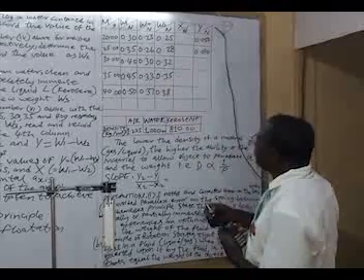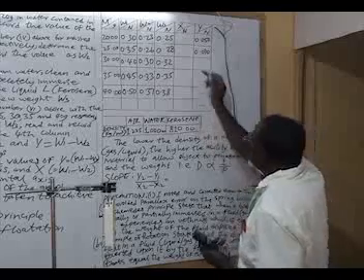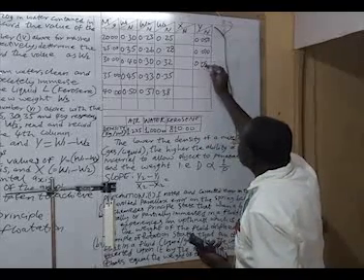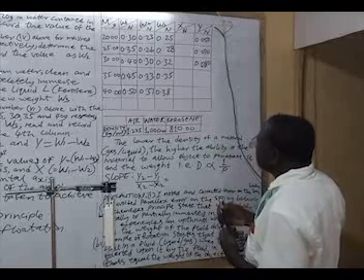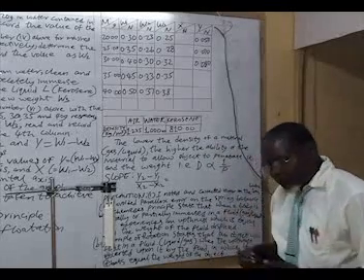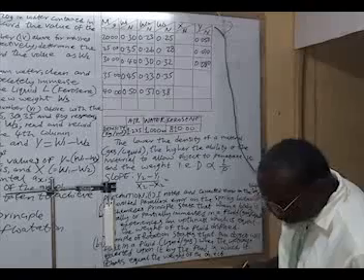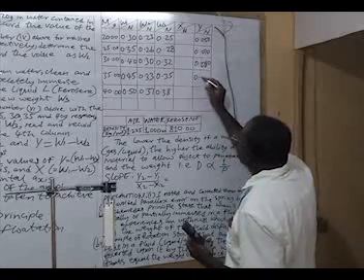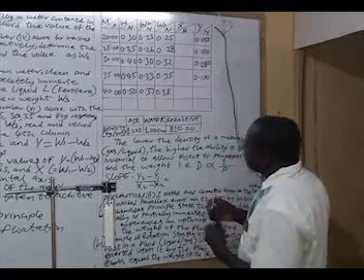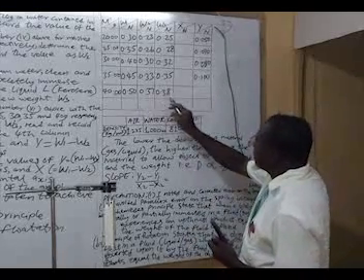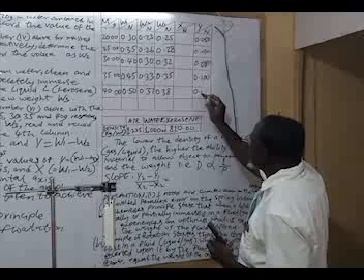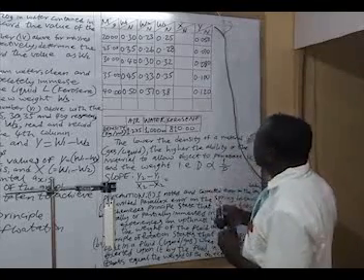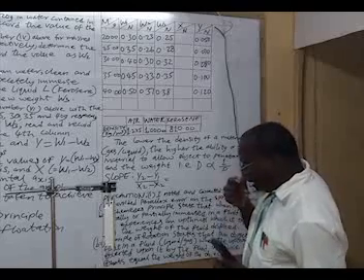0.40 minus 0.32, 0.080. 0.45 minus 0.35, 0.100. 0.50 minus 0.38, 0.0120.